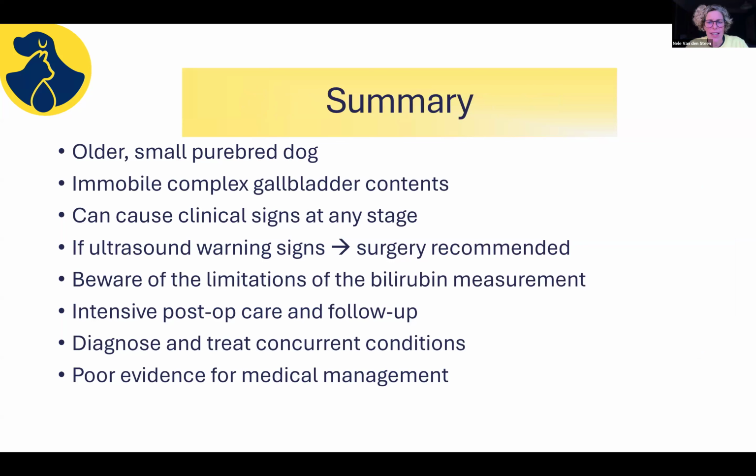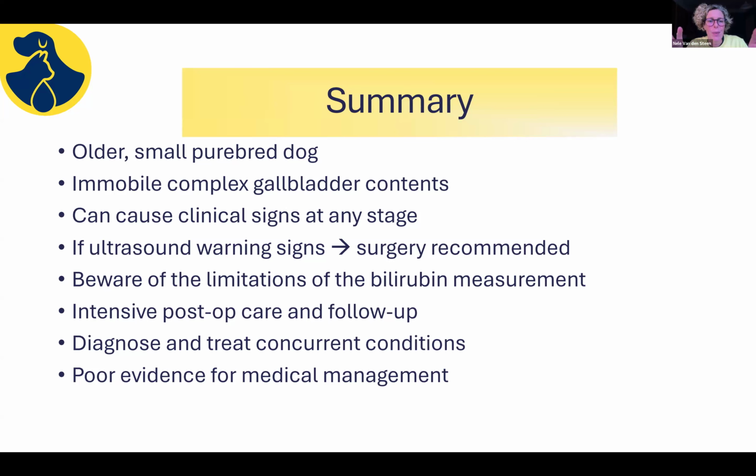So to try and summarize it, what I want you guys to take away from today is it's a disease that we mainly see in older, small, purebred dogs. The disease happens because of immobile, complex gallbladder contents that have changed in appearance from normal contents, and it can cause clinical signs at any stage. If you get warning signs, have a strong recommendation for surgery, because even though they might not be at death's door, something might happen quite soon.